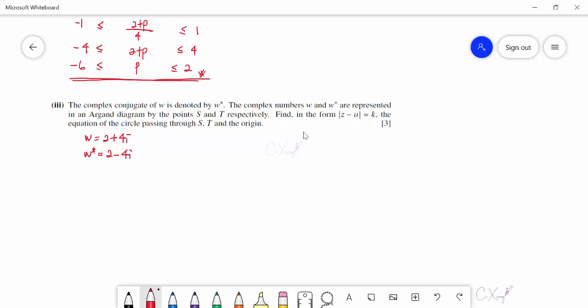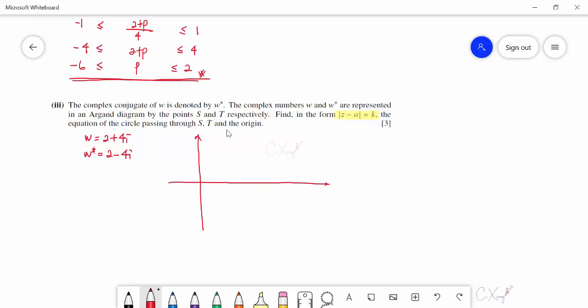Then the complex numbers W and W star are represented in an Argand diagram by S and T respectively. So they draw the W and W star in the Argand diagram and they are S and T. So from here, you know that this is actually a circle locus equation, the locus equation for a circle. The equation of the circle passing through S, T, and the origin. So first we need to know where is the W and where is the W conjugate.